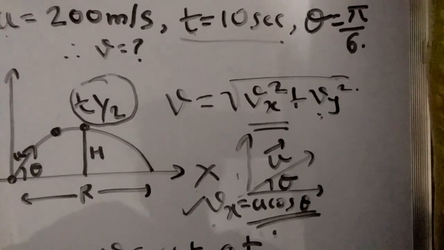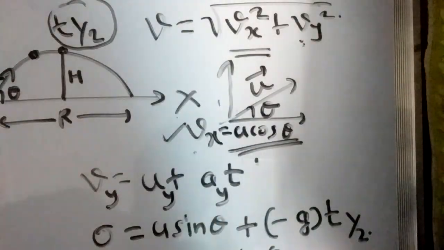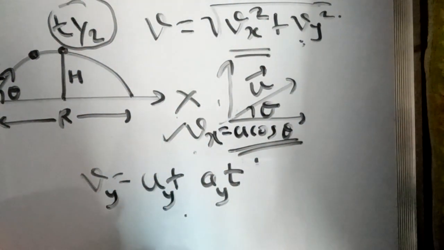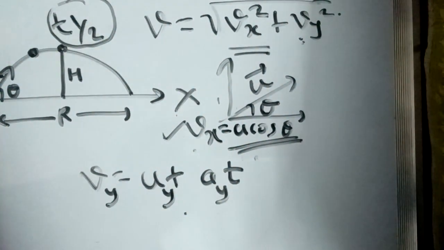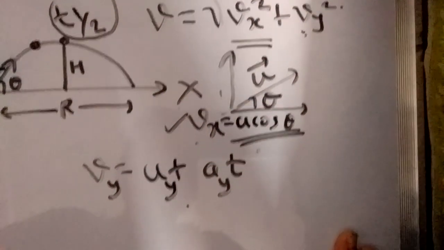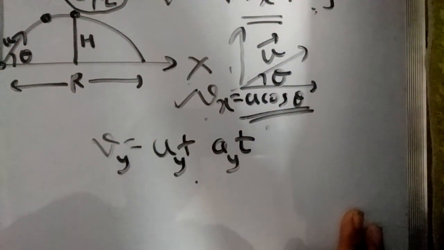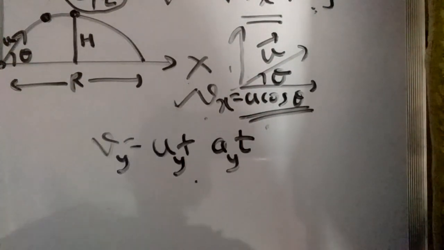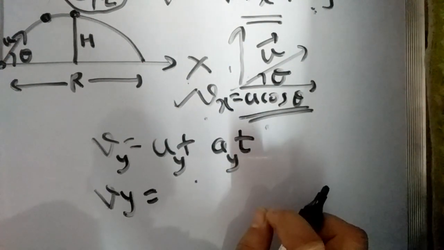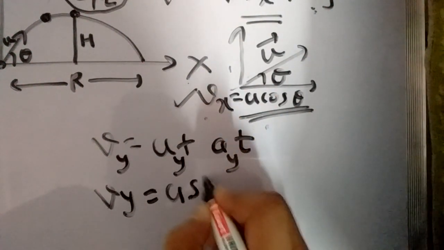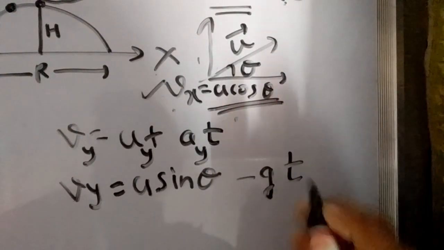So the next task is to find vy. To calculate vy, I will write the same formula again, but I will erase this because our first part is over. So I will erase all that, and let's write the formula again. Vy is uy plus ay t. Now to calculate vy, we don't know vy at this position, so we will keep it as vy equal to, what is uy? Uy is u sin theta, a is minus g, and t is, let's say, t.